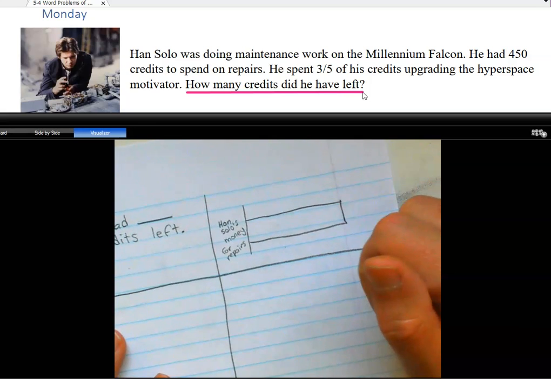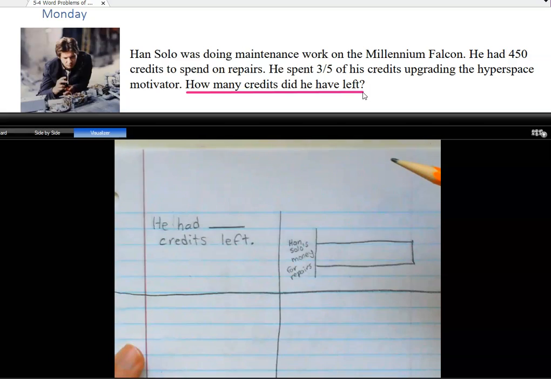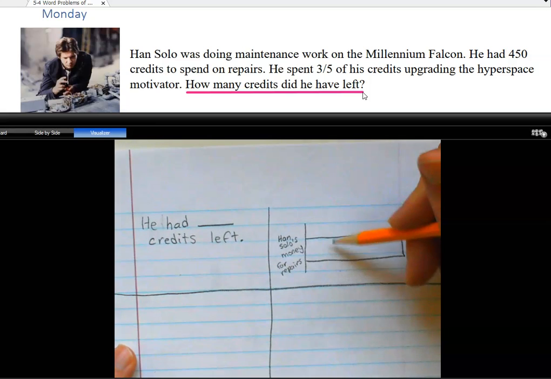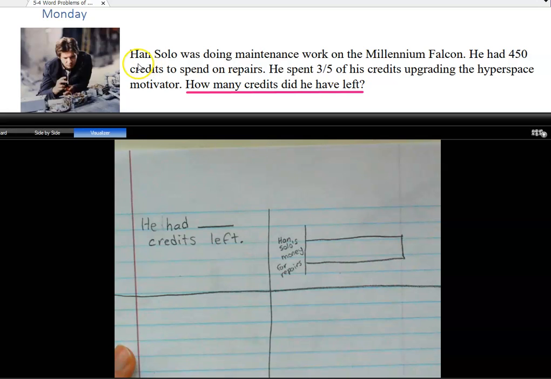I'm going to start reading the word problem and seeing where I can adjust my unit bar to show what's happening in the story. Han Solo was doing maintenance work on the Millennium Falcon. Really, in that first sentence, I'm going to stop right there. I put Han Solo in the model. I don't need the rest of it. I'm just going to cross it out.